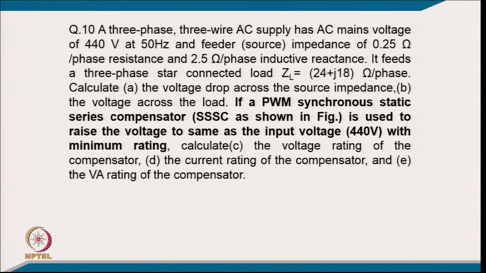Coming to the 10th example, a 3-phase 3 wire AC supply has an AC mains voltage of 440 volt, 50 hertz, and a feeder impedance of 0.25 ohm per phase resistance and 2.5 ohm per phase inductive reactance. It feeds a 3 phase star connected load of ZL equal to 24 + j18 ohms per phase. Calculate the voltage drop across the source impedance, the voltage drop across the load, and, if a PWM synchronous static series compensator is used to raise the voltage to the same as the input voltage of 440 volt with the minimum rating, calculate the voltage rating, current rating and VA rating of the compensator.